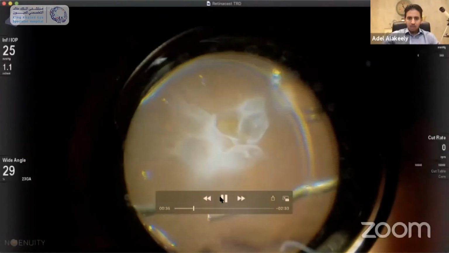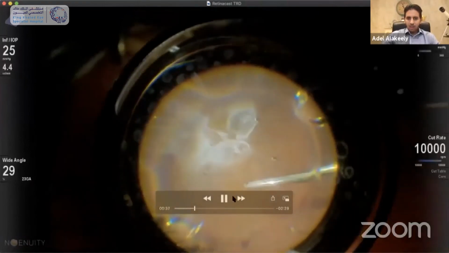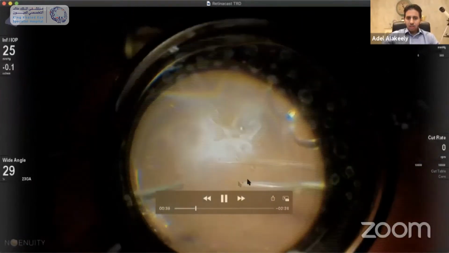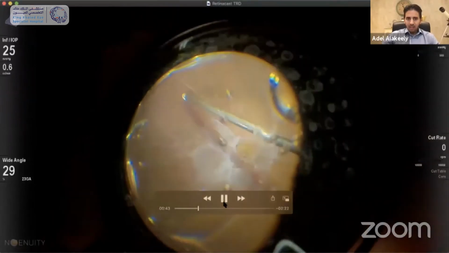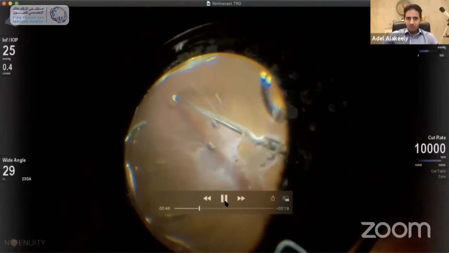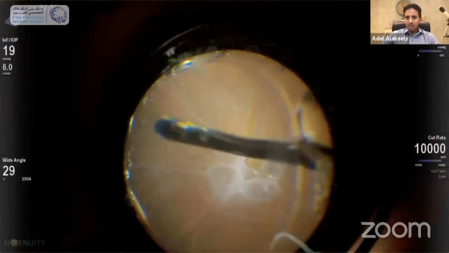So this is a patient who had a tractional retinal detachment, with broad adhesion. He's pseudophakic, as you see. And as soon as I start my case, I run into problems here. I created a break.